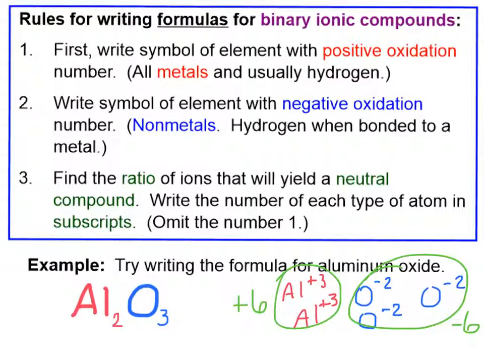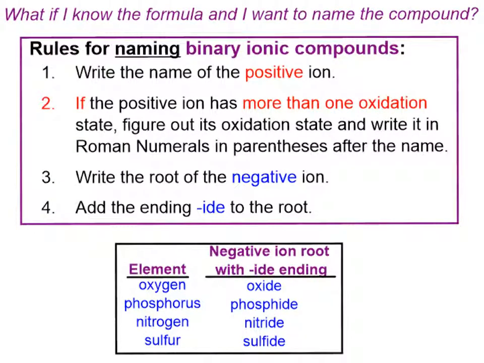That's the formula. What if I know the formula and I want to write the name of the compound or say it out loud? How am I going to do that? Well, the first rule for that is to write the name of the positive ion. That's easy. We're just kind of doing this in reverse. The second step is just sort of a note.